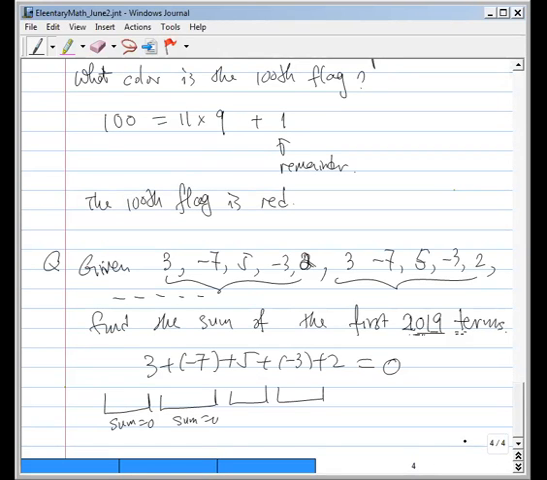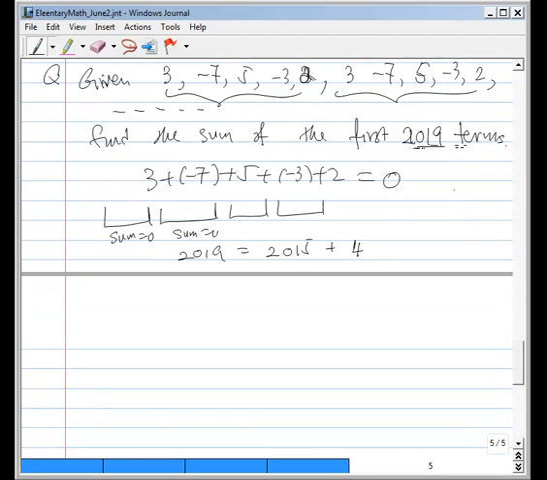And so 2019 is going to be 2015 plus 4. 2015 is divided by 5. Okay, you don't need to know how many blocks there are. The remainder is 4. So the last one will be a partial block. So it'll be 3, -7, 5, -3. Okay. So add them together, it's going to be -2. The last sum is going to be -2.